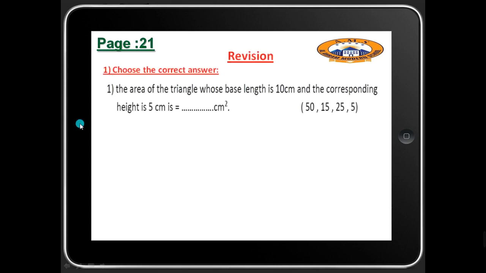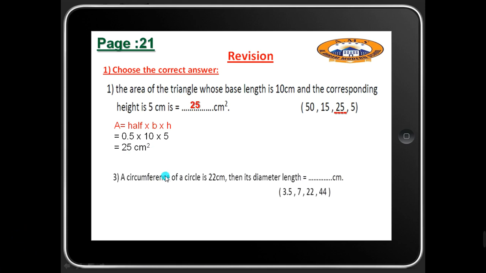Now let's do the exercise on page 21. He wants you to choose the correct answer. The area of the triangle whose base is 10 and the corresponding height is 5. I'm going to write the rule: area of triangle equals half times base times height. I have the base 10 centimeters and the corresponding height 5 centimeters, so I make 0.5 times 10 times 5. That will give me 25 square centimeters, so the answer is 25 square centimeters.